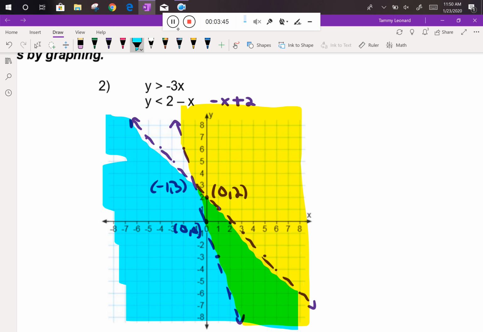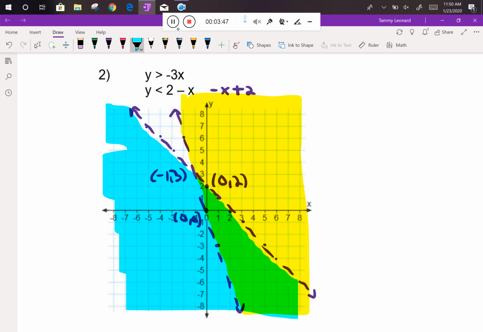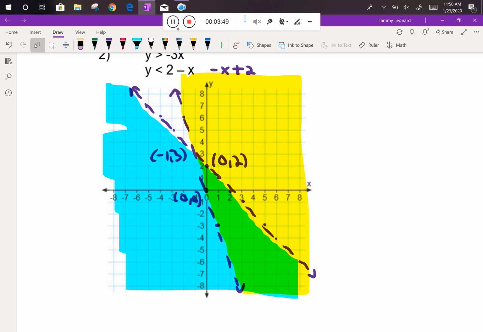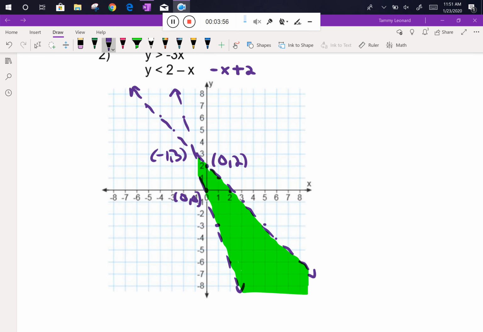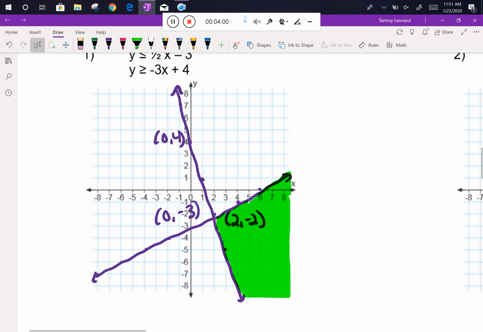When I do that, I can see that the overlapping region is down here in the bottom right-hand corner. So I'm going to go ahead and give my solution again that shows just that final shaded region. There we go. That's the graph of just the solutions. Let's look at number 3.